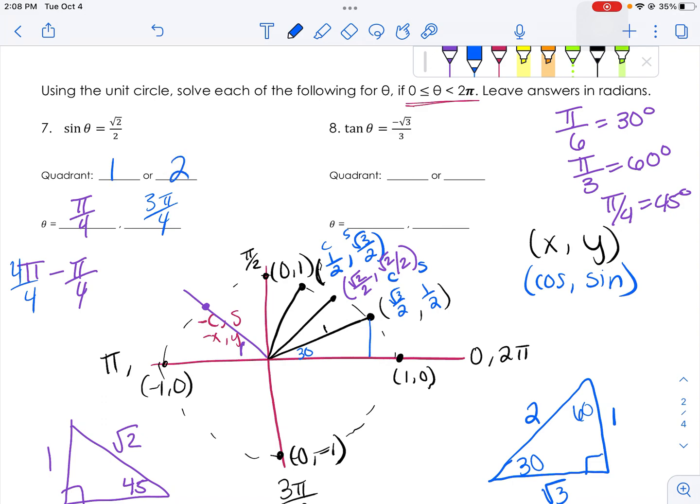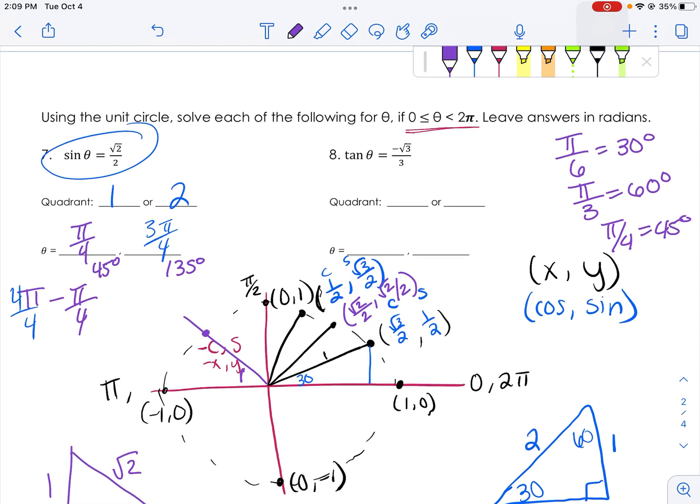So it was quadrant 1 and quadrant 2 where sine gave me a positive value, and it was for 45 degrees. In degrees, this is 45 degrees, and then this one would be 135 degrees, 180 minus 45. So you could do it in degrees and then go backwards, but that's how you could find those values.